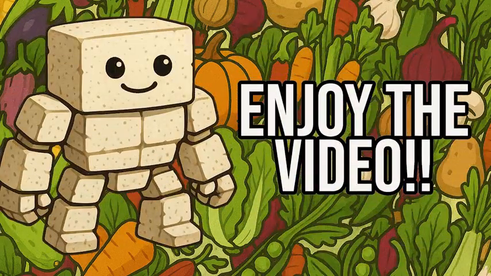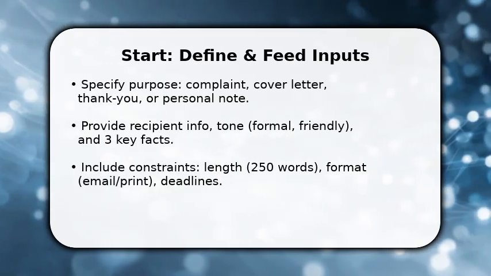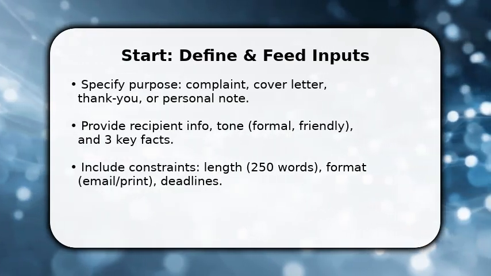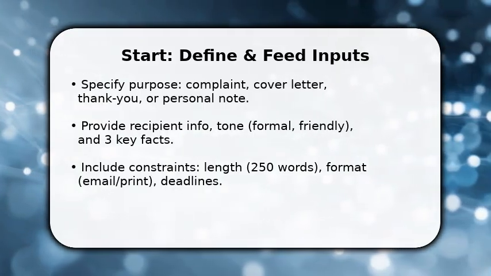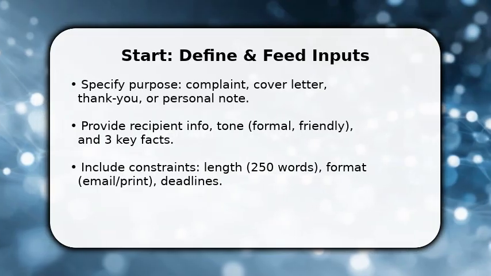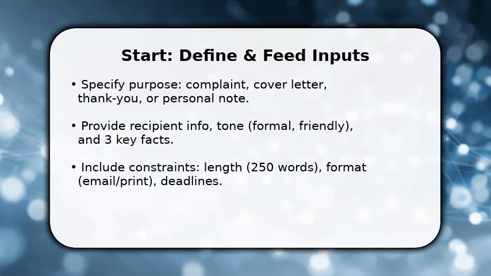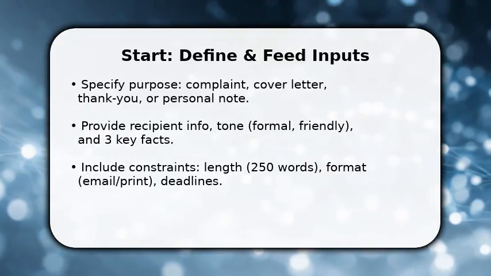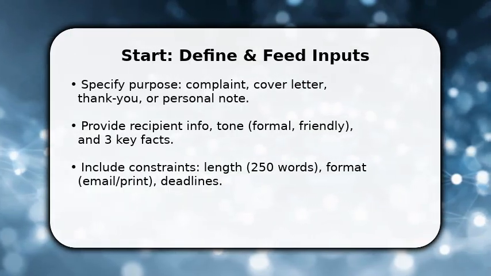Please enjoy the video. You begin by defining the letter's purpose and feeding precise inputs to the AI. This matters because clarity yields relevant output. Give recipient context, desired tone, and 3 key facts, then set constraints like 250 words or email format. Once done, run a short prompt asking for an outline and 2 alternate opening lines. This gets you structure immediately.